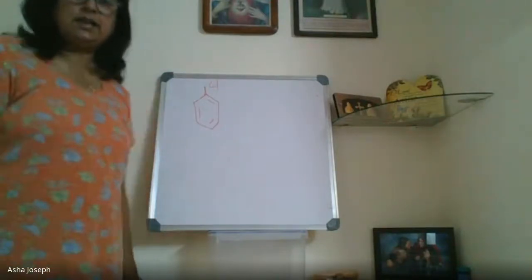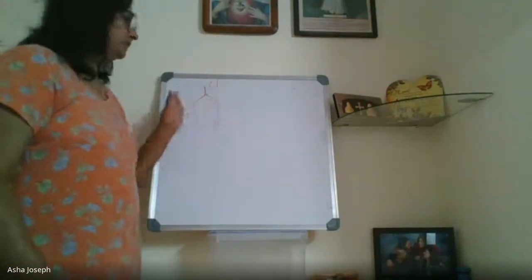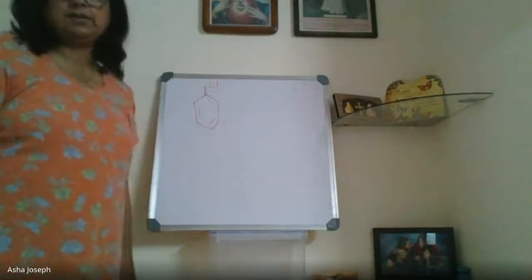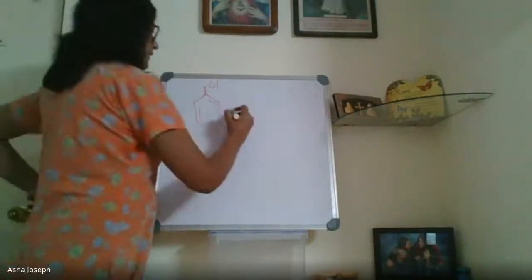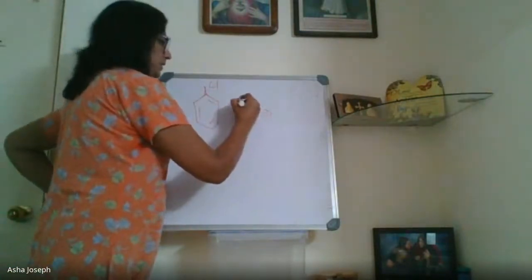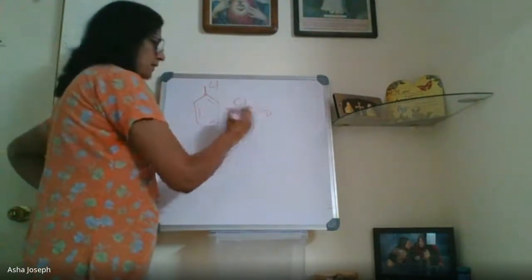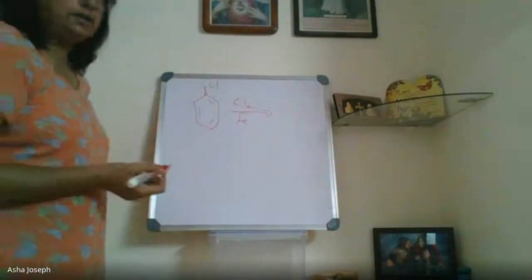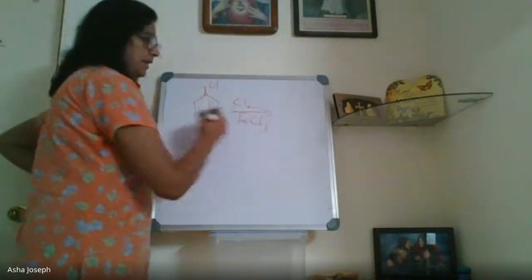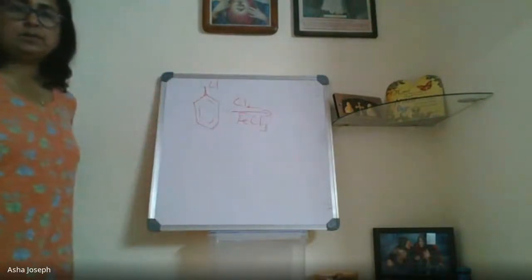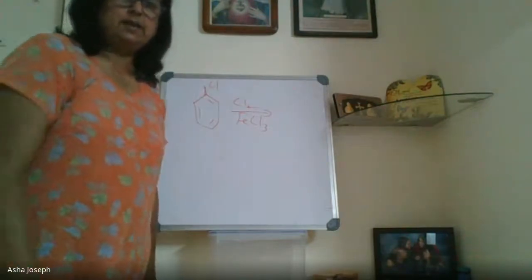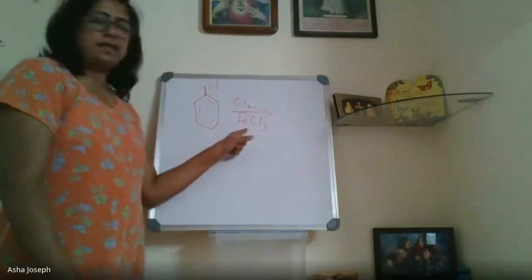Okay, so we will start with the electrophilic substitution reaction. First we can say chlorination, halogenation. Chlorination, what is the reagent? Chlorine in presence of a halogen carrier. It can be iron and iron chloride. In your book they have given anhydrous ferric chloride. Halogen carrier is required. Also aluminium.